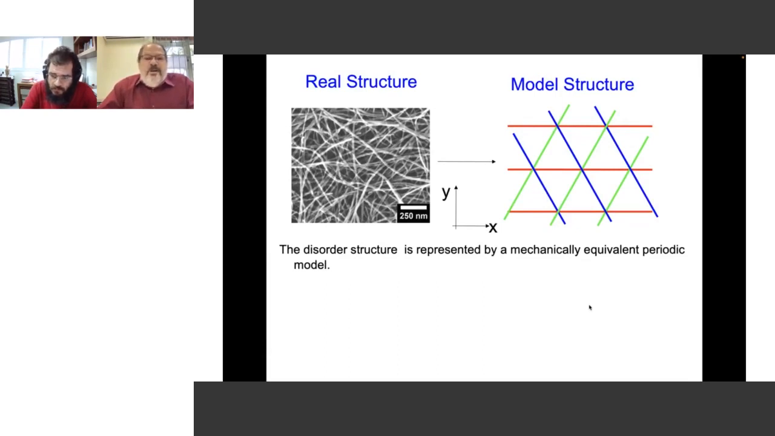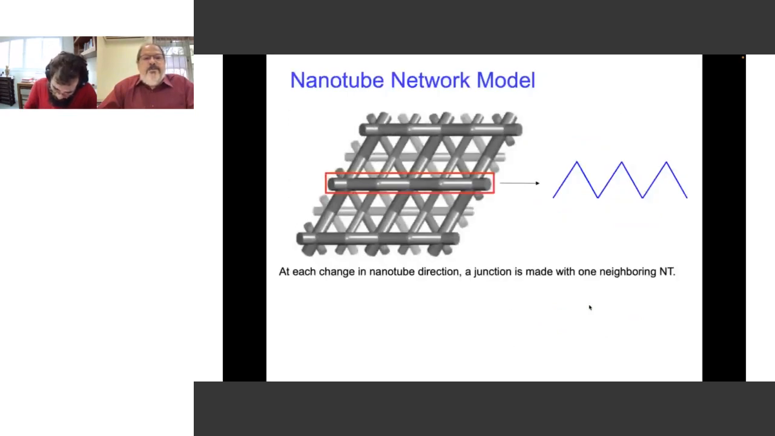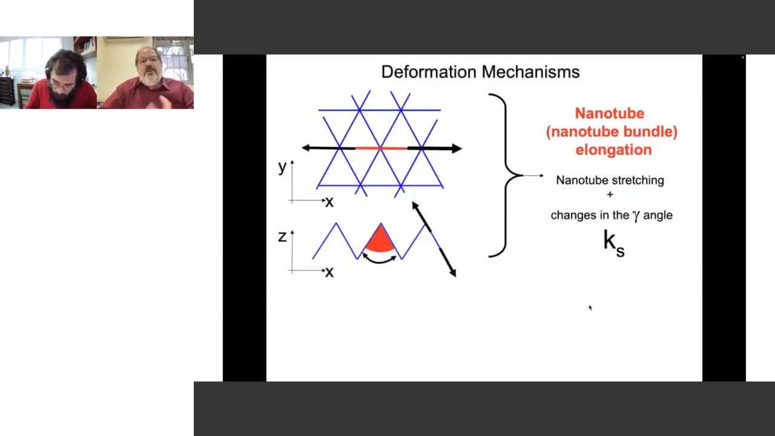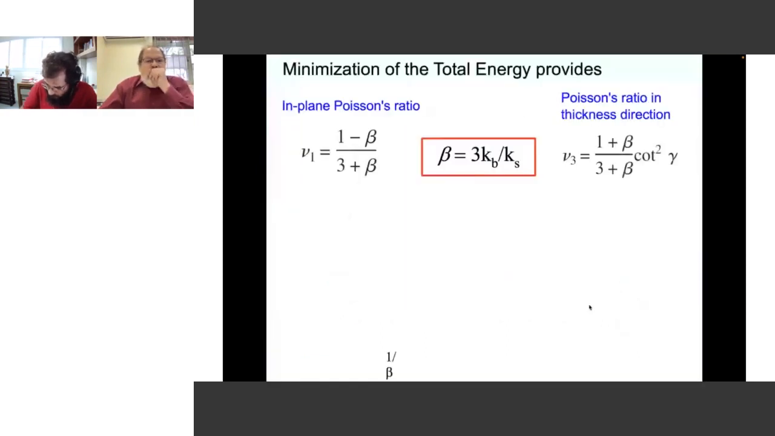So this real structure is modeled like this, a simplified model. The meandering of the nanotubes is represented by a zigzag structure. Using this concept, we can create a nanotube network that has these two ingredients, stretching and bending, okay? So after 2 years of hard work, Vitor Colucci produced this mechanical version of the buckypaper. How it works, if it works.